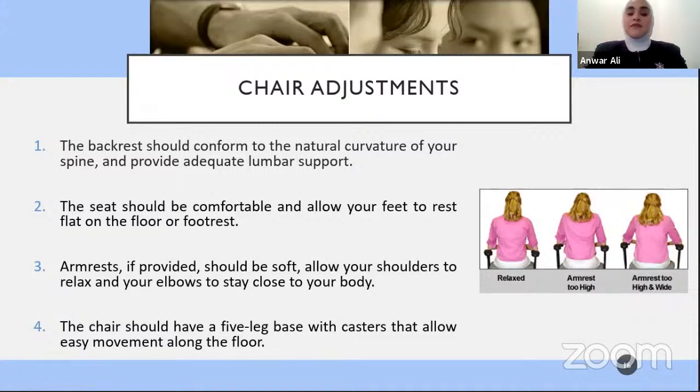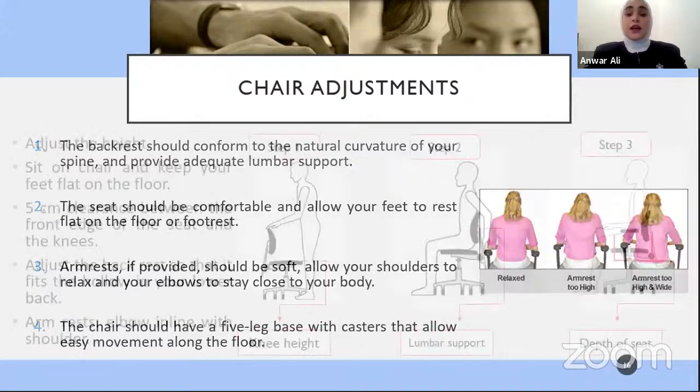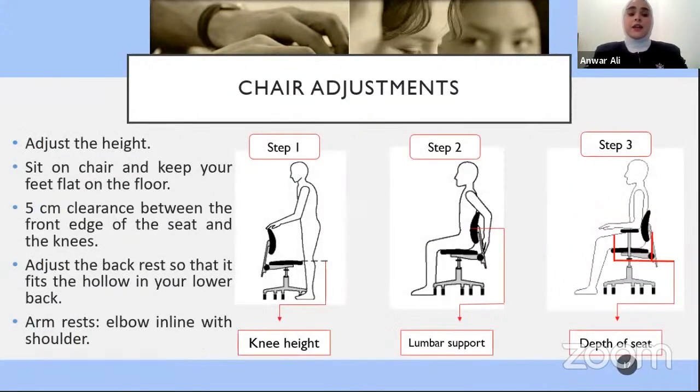Finally, make sure that the chair has a 5-leg base with casters that allow easy movement along the floor. So how can you adjust your chair? First, adjust the height. Stand in front of the chair. Make sure that the top of the seat reaches your kneecap. Secondly, adjust the backrest, pull it up or pull it down to make sure that you're supporting your lumbar. If you cannot achieve it, or the chair wouldn't allow you to do so, either put a pillow or a rolled up towel, so that your spine is comfortable.